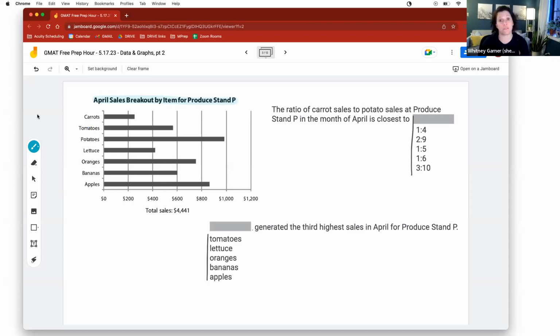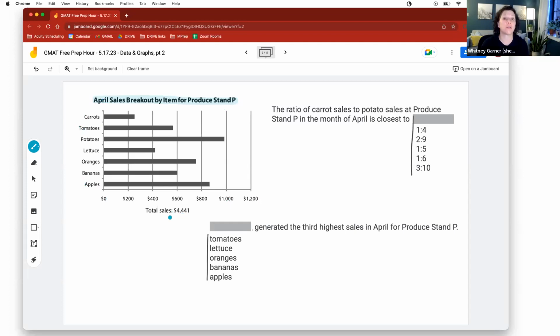Like a bar chart, many of you are probably pretty familiar with a bar chart, but maybe it's a weird looking graph that takes a bit of getting used to. Are there any legends that explain any part of the graph? Is there any accompanying text that goes with the graph? So we know that we're at a produce stand. We're looking at sales by item in April. We're given a bunch of different fruits and vegetables.